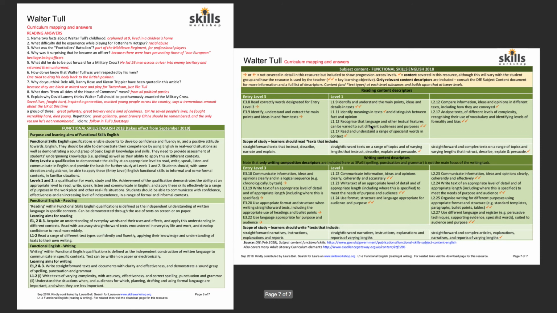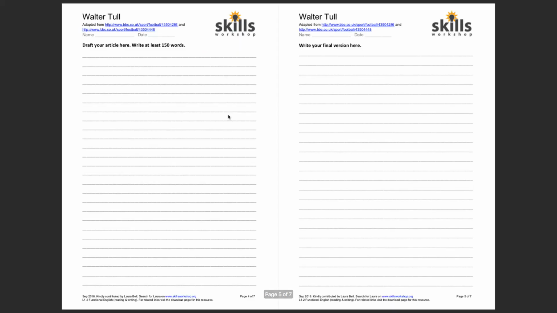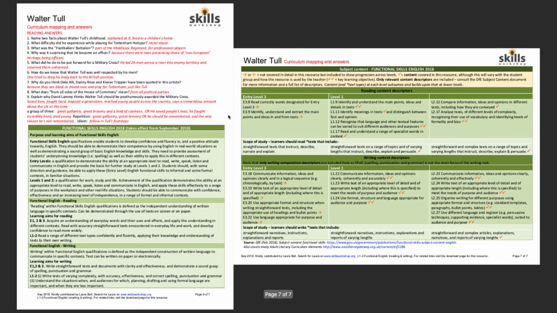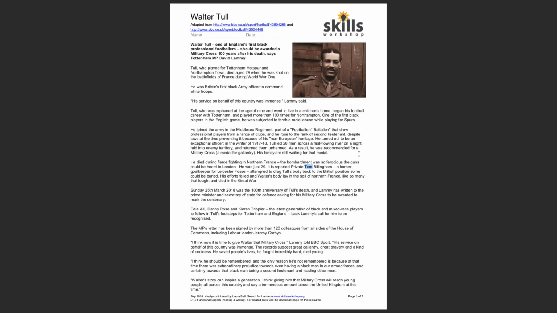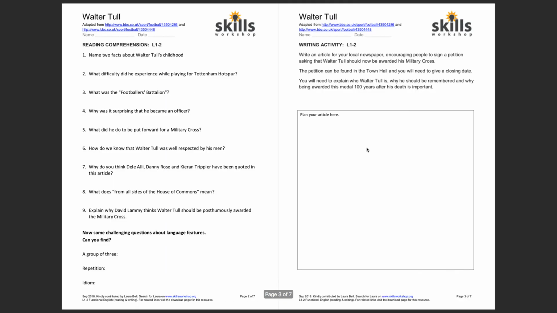That's all there is. But to finish with, I'd like you to get some practice using some of those language features that we practiced in the first activity today. I want you to write an article encouraging people to sign a petition asking that Walter Tull should be awarded his Military Cross. So what you're doing here is not only picking up information from the reading text, but also practicing your persuasive writing techniques.